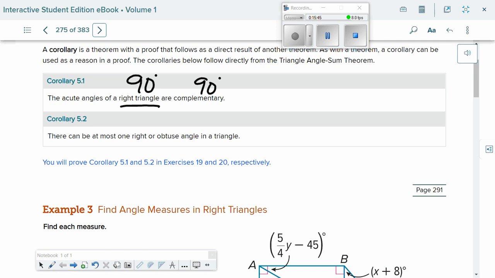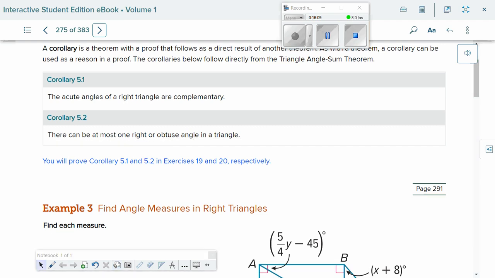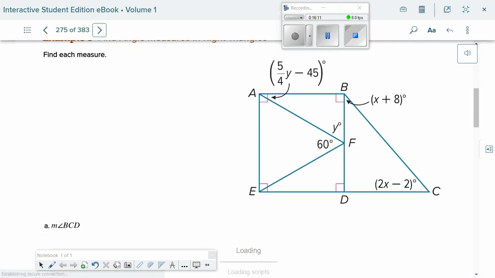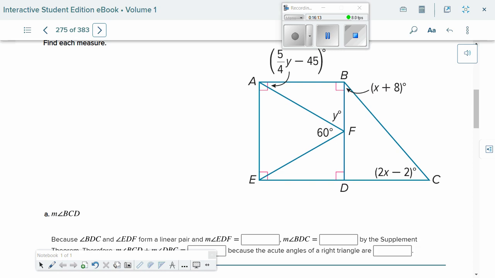So we learned about what complementary is a while ago. Okay. This other one is not being used right now, but it will be used. In any triangle, you can have at most, so that means only one right angle or one obtuse angle. You can't have both. Okay, so taking those two corollaries here is really just trying to make our work a little bit easier, which I think most of you like, I hope.